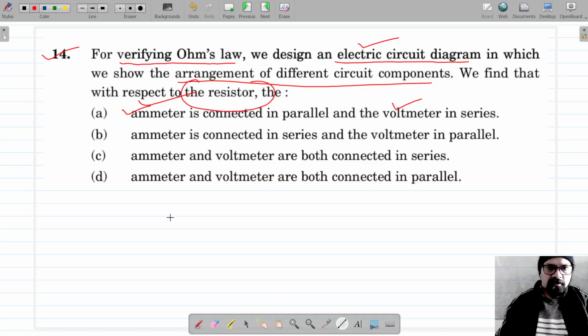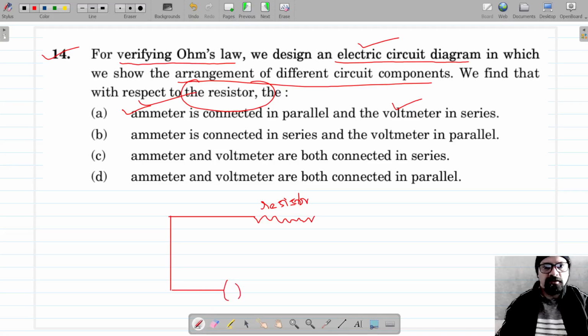So let me draw a circuit for you. Let's say this is a connecting wire. Let this be the resistor. It can be any electric component as well. Let this be the key, and it's closed. Let this be the battery.